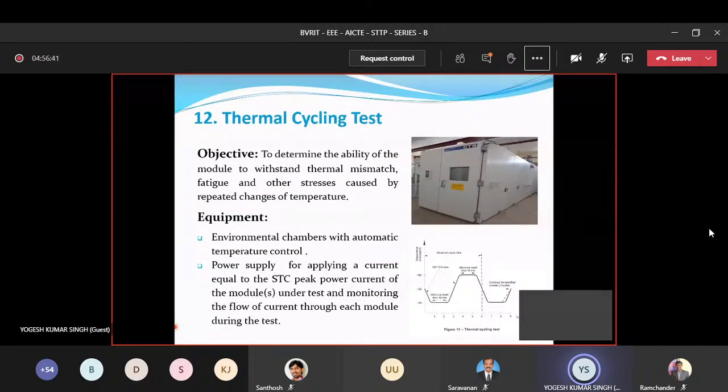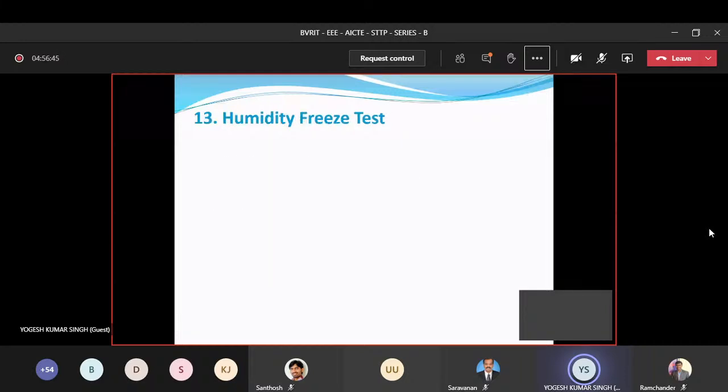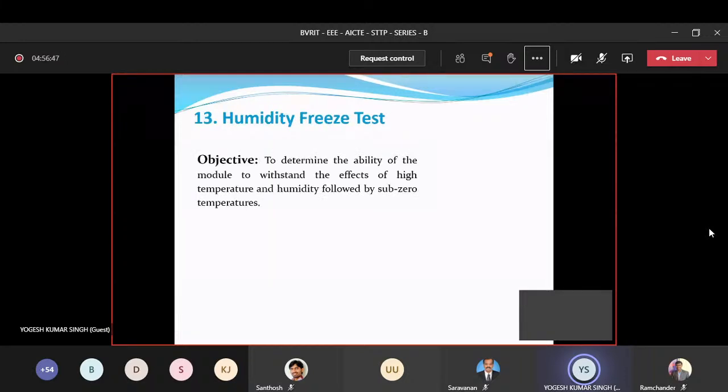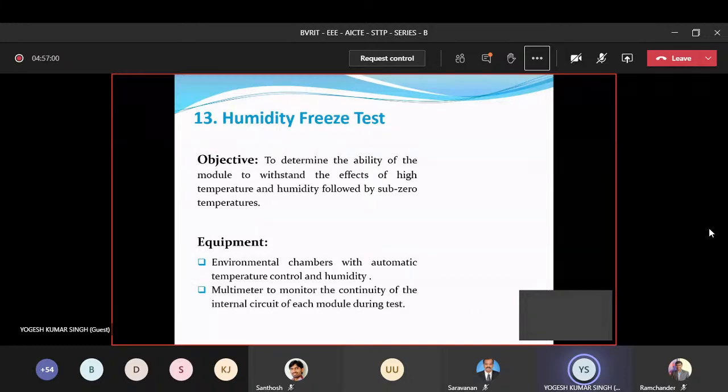And this is the equipment. The first is the environmental chamber, which is a requirement for us. Then we will require automatic temperature and humidity control. Then the multimeter, to monitor the continuity of the internal circuit for each module during the test. So this is also an important criterion. And now you can find out the humidity freeze test.